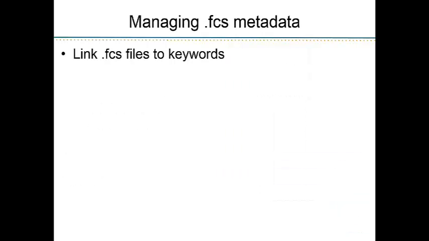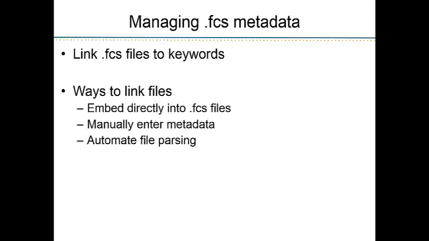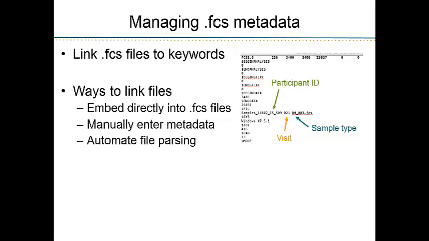So in order to manage this flow data, we want to link our FCS files to keywords, and we tried a few different things. The first way was to embed them directly, as I mentioned. The second was to manually enter the metadata into an Excel file, which means we have all the FCS file names and then just directly enter what panel it comes from, what patient, what time point, what sample, which also is very time-consuming. So our final idea was that we wanted to automate some file parsing. And this is for our second trial.